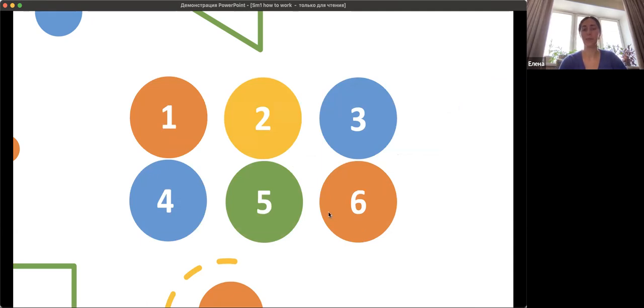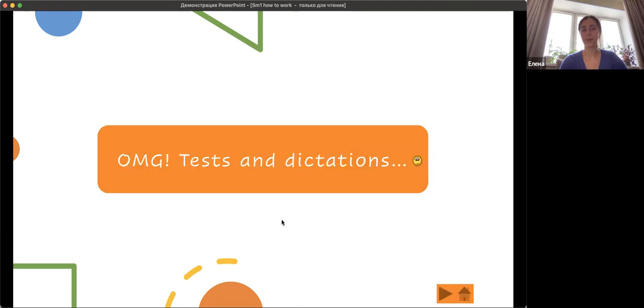Then let's move to the fifth problem. It is about tests and dictations. So the problem is, do we have to write tests or dictations? And if yes, how to do it better? Let's discuss this again in the rooms.